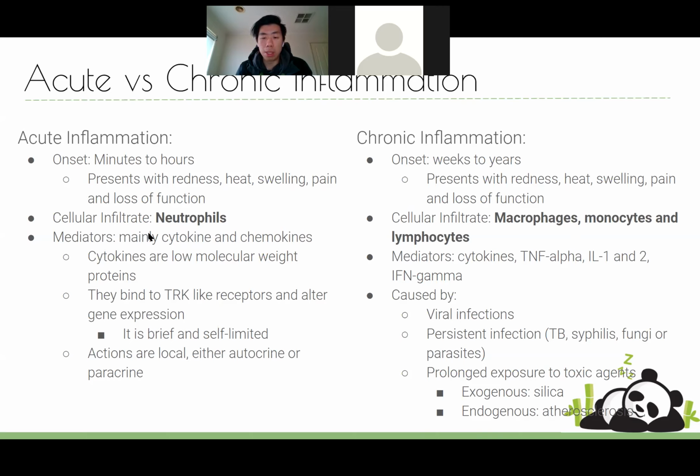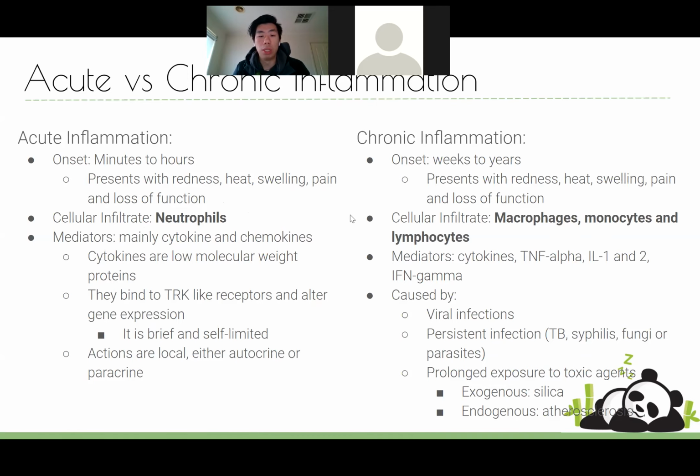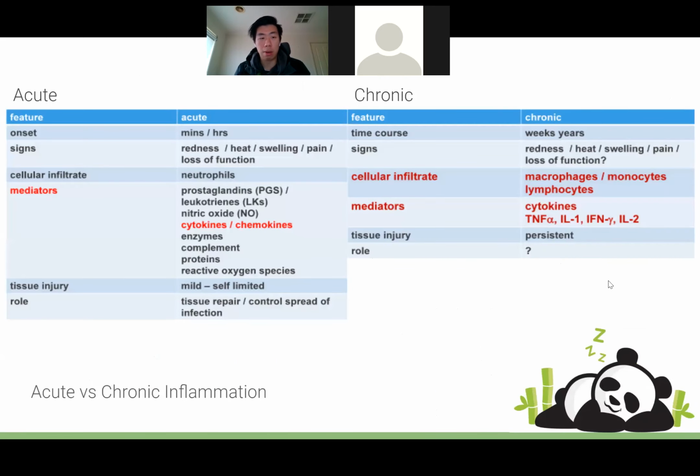These are mediated by cytokines and chemokines, things like that. Whereas this is from TNF alpha, as well as other cytokines. These are caused by your viral infections or persistent infections or prolonged exposure to toxic agents, which will cause that kind of chronic inflammation. But these cellular infiltrates are the most important thing for you guys to really recognize and remember. This is a diagram of the same thing with a little bit more detail, I think.